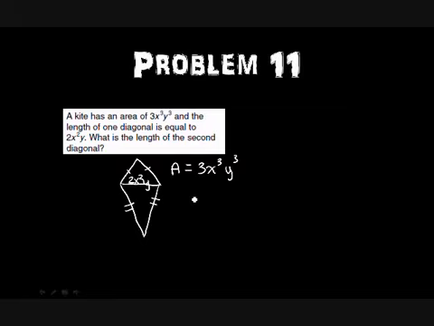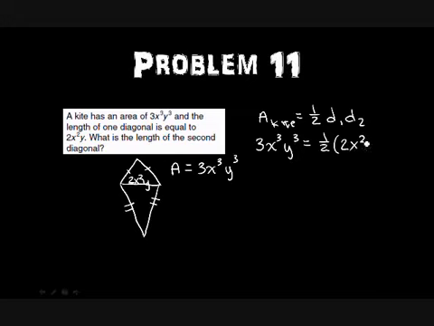So we use the same formula for kite as we did for the rhombus, which is 1/2 d1 d2, and they give us the area is 3x cubed y cubed equals 1/2. The d1 that we have already is 2x squared y, and we're trying to find the other diagonal. I ran out of screen. Okay, so the first thing I want to do is just get rid of this 1/2 and this 2, just to make my life a little bit easier. So when I do that, 1/2 of 2 is just 1. So we end up with x squared y and then times something.